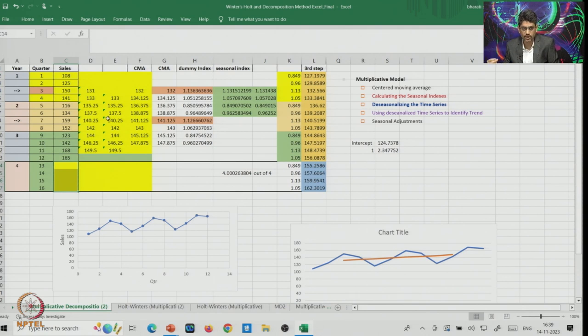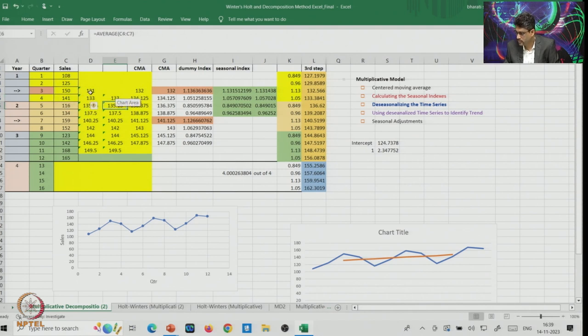So how have we calculated the center moving average? Look at the first step. Take the average of the first 4 quarters, and you drag it down the data. Now in the next column, what do you do? Take the average, drop the first period, like a moving average, take the next 4 periods and take the average. Effectively, you are including the first period of the next year. Look at here, so you have taken the average of that.